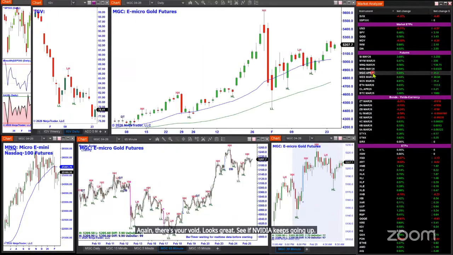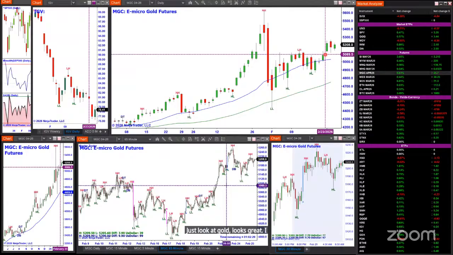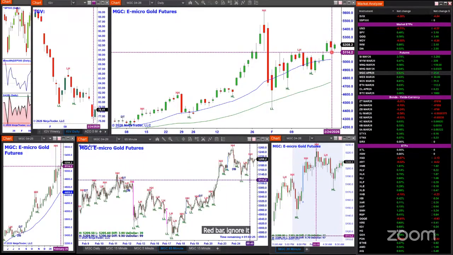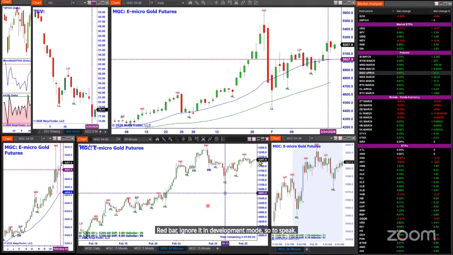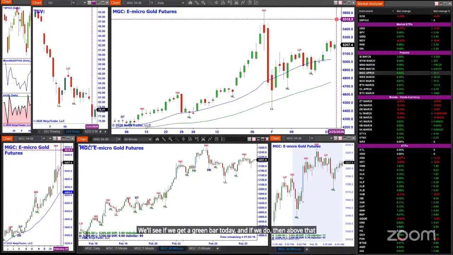Let's look at gold. Looks great, and it came out of this buy setup here. Red bar ignored in development mode, so to speak. We'll see if we get a green bar today, and if we do, then above that high, it goes higher.